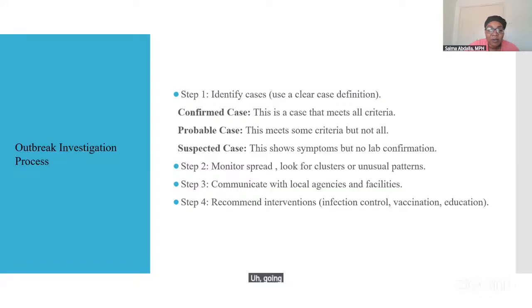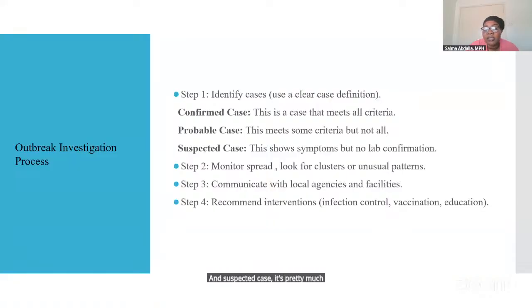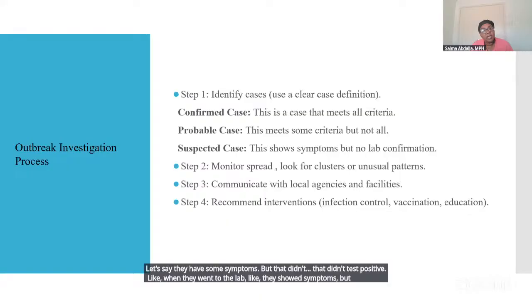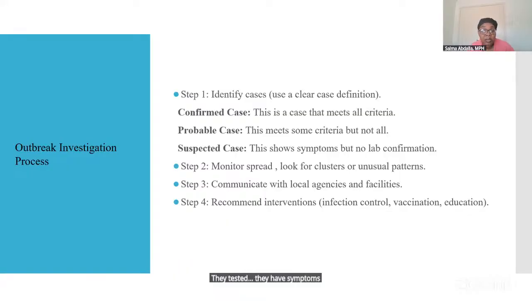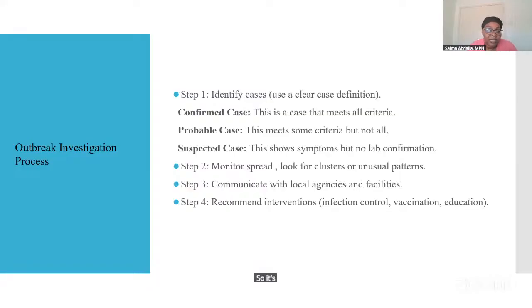Going back to the confirmed and probable cases, we have one that's called a suspected case. A suspected case is pretty much a case where they have some symptoms, but they didn't test positive. When they went to the lab, they showed symptoms, but when they got tested, they were negative. So pretty much they're a suspect case. We can't count them 100% because they're not meeting the criteria of a confirmed case, so they're not going to be counted during the outbreak. So it's important. That's the number one thing that we have to do.